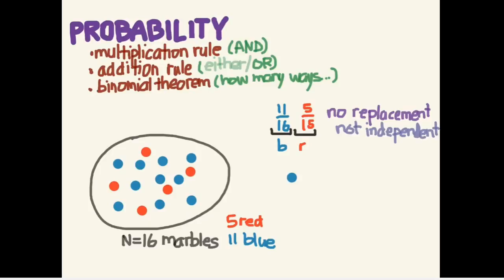So let's put this blue marble back, and let's try this another way. We'll ask the same question again. What is the probability of getting a blue one first, and then a red one? So you're going to take a marble out. And how many ways were there to get that blue marble? Well, we knew there were 11 to start with out of a total of 16, so it is 11 out of 16. Now, what's different than the previous example is we're going to put this marble back. We're going to replace it.